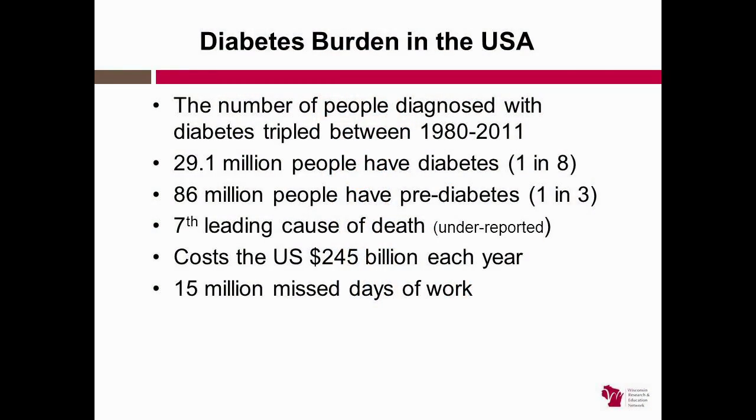What is the burden? Diabetes is a huge burden, and one of the issues is that there's just an explosion of type 2 or non-insulin dependent diabetes in this country. You can see how many people currently have diabetes, almost 30 million, and then a very significant amount with pre-diabetes. Very high on our leading causes of death, and an incredible amount of money spent on diabetes care each year, not to mention missed work and school days.